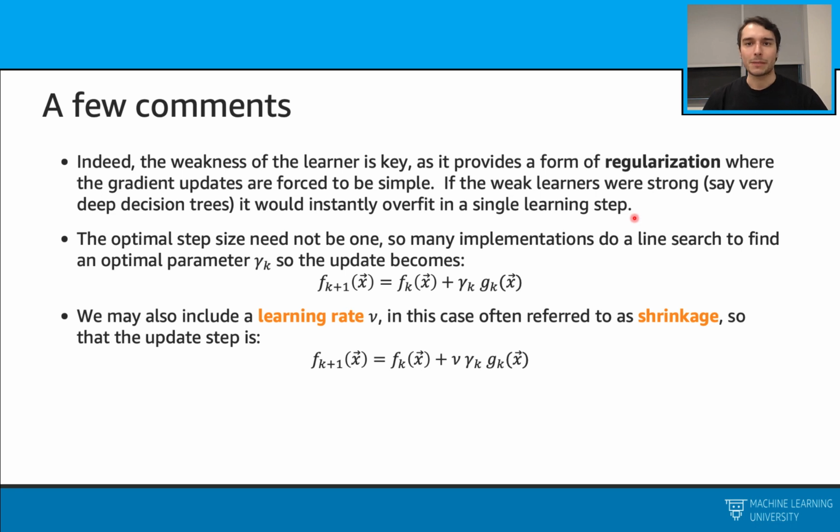Also, the optimal step size needs to be decided. We usually do a line search first to find that optimal parameter, then we update the function like this. So we don't just use this weak learner's output as it is. We use this scalar there. We also use a learning rate on top of this, and this is also referred to as shrinkage. So this even further shrinks this value so that we have some type of regularization on the output of these weak learners. And overall, this is how we update our functions with gradient boosting.